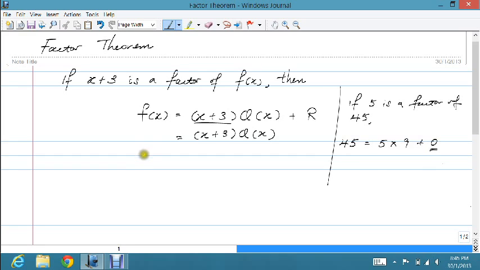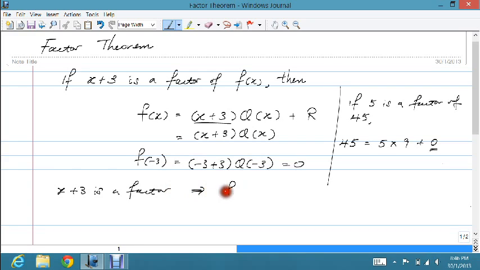So in this case, if I let x equal negative 3, I get (negative 3 + 3) times q(-3), which gives me 0. So x + 3 being a factor would imply that f(-3) is 0. Similarly, if I can find a number that I substitute into the polynomial and it gives me 0, this will also imply that it is a factor of f(x).